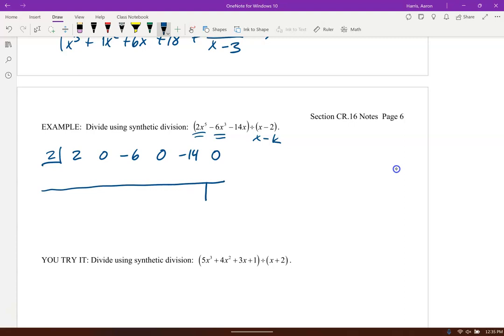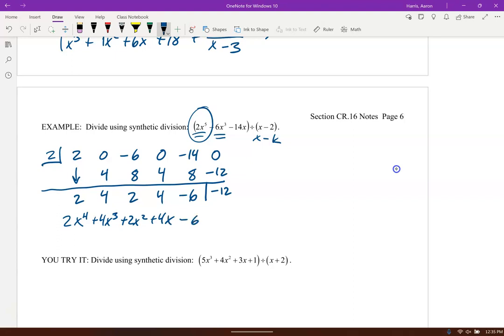Now let's run through it. Again, it's got to go down by degree, all the way until the constant, right? 2 drops straight down. 2 times 2, 0 plus 4, 4 times 2, negative 6 plus 8, 2 times 2, 0 plus 4, 4 times the 2, negative 14 plus 8, negative 6 times 2, 0 minus 12. There's our remainder. Looks like we got another remainder. So this will be 2x to the what? 4th. We started with a 5th, so it'll be 1 degree less than that: 2x to the 4th plus 4x cubed plus 2x squared plus 4x minus 6 plus the remainder over the original divisor.